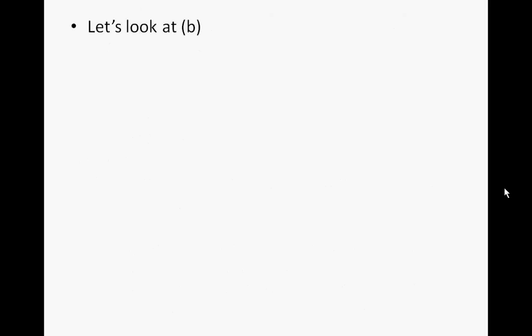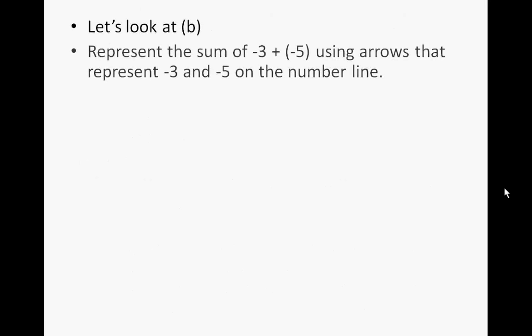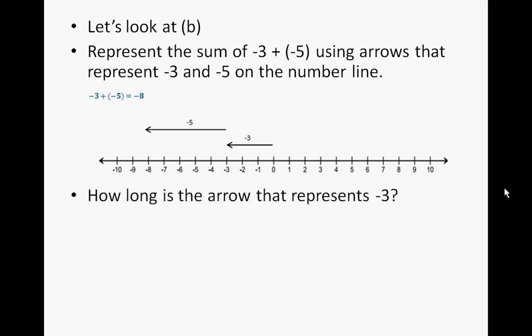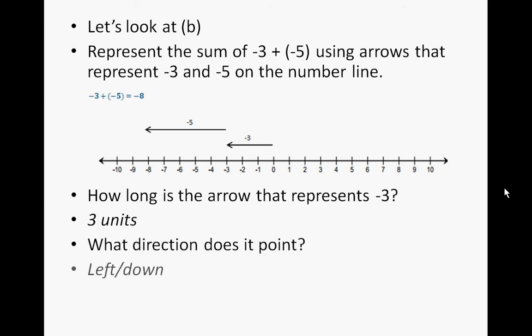So let's look at part B. Represent the sum of -3 plus -5 using arrows that represent -3 and -5 on a number line. Go ahead and do that and then continue the video. All right, so you should have something that looks like this. So how long is the arrow that represents -3? Again, it is 3 units. And what direction does it point? Well, it points to the left, or if you like using a vertical number line, it points down.